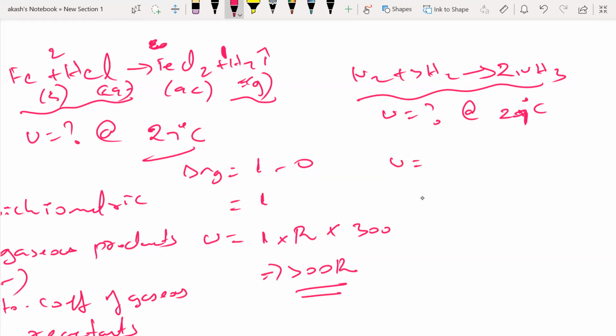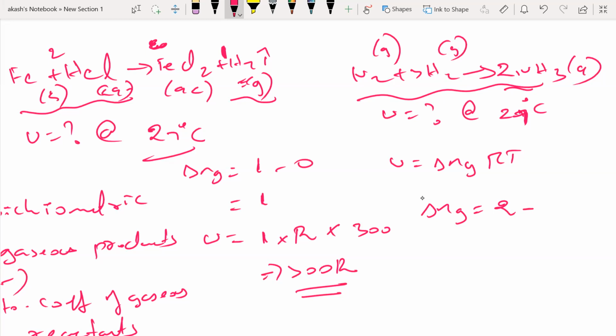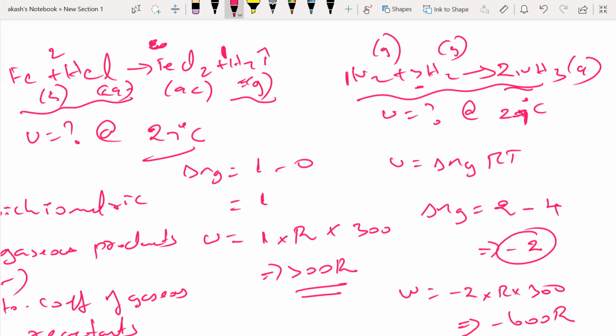Okay, fine. W is equal to delta Ng into R into T. So let us calculate delta Ng. All these are gases here. On the product side, the stoichiometric coefficient is 2, minus, on the reactant side, we have 3 for H2 and 1 for N2, so totally 4. So you'll be getting the delta Ng value as minus 2, not plus 2. You have to be very careful in this. Now go for the formula. W is equal to minus 2 into R into 300. So you should be getting the answer as minus 600 R, not plus 600.